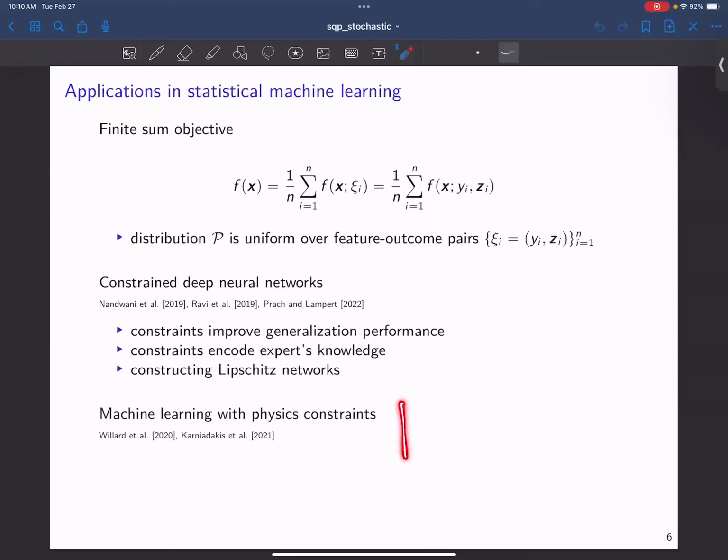Another class of problems is related to machine learning with physics constraints. So for example, physics-informed neural networks, where again, we have a neural network that tries to map inputs to outputs in the observed data. But then in addition, we have some physics constraints that come from the domain knowledge that tell us how the model should extrapolate beyond the observations that we get to see.